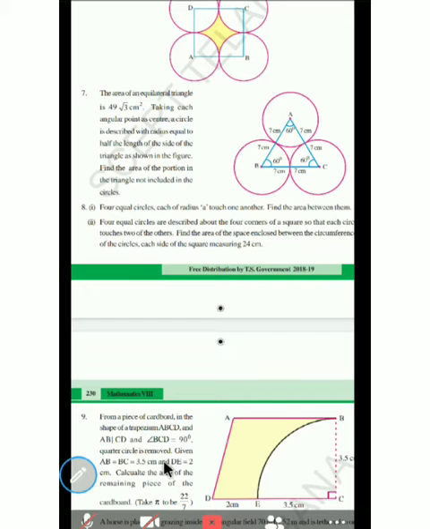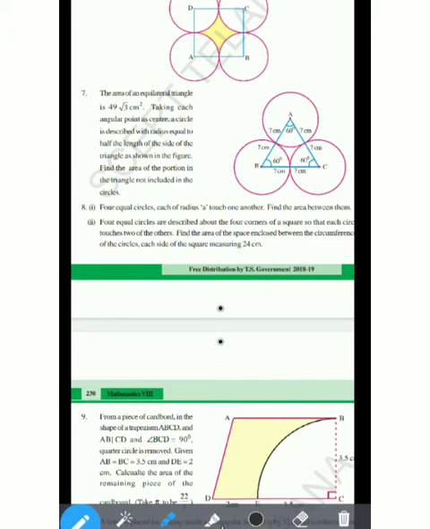Today we are going to solve exercise 9.2 problem number 7. Let us see the question. The area of an equilateral triangle is 49 root 3 centimeter square. Taking each angular point as center, a circle is described with radius equal to half the length of the side of the triangle as shown in the figure. Find the area of the portion of the triangle not included in the circles.